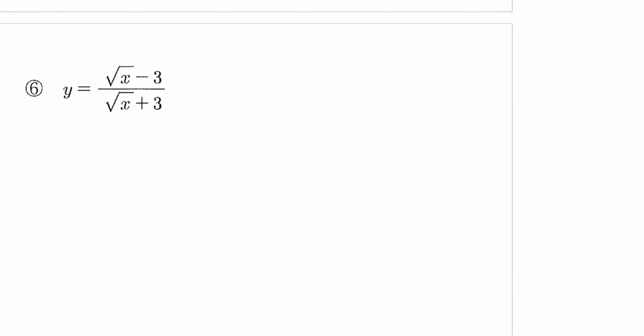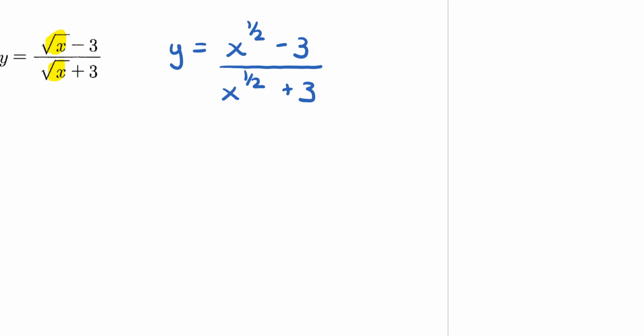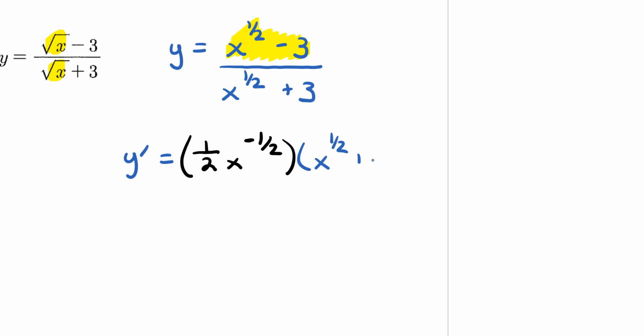All right, let's move on to question number 6. And for question number 6, the very first thing that I recommend is that you take these radicals and you want to convert them into powers. So this will be x to the power of 1 half minus 3 divided by x to the power of 1 half plus 3. All right, so once we've changed everything into a power, now we can take the derivative. So y prime equals 2. Now, what's the derivative of the top function here, or the top part there? Well, the 1 half comes in front, and then we decrease the power by 1, so we have negative 1 half. And then I'll put that in a bracket, and then we times that by the denominator, which is x to the power of 1 half plus 3.